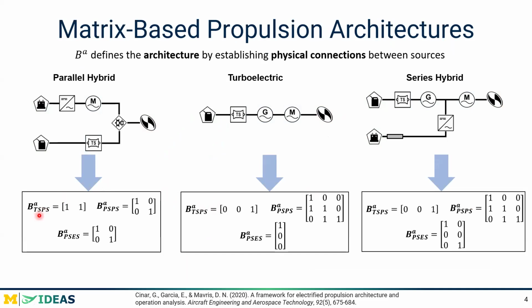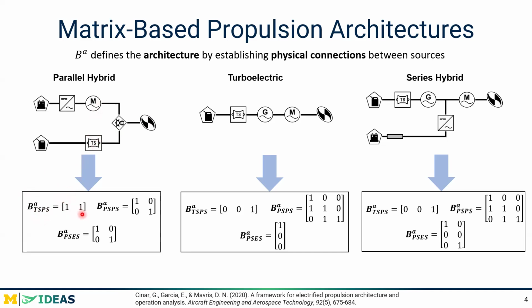So let's first look at the connections between the thrust sources and the power sources. In the parallel hybrid configuration, the propeller is connected to both the electric motor and the turboshaft engine, which is why we have a 1 in both entries. You'll also note that the TS-PS matrix is the number of thrust source rows by the number of power source columns. So since we have one propeller, we're going to have one row. And since we have two power sources, the electric motor and the turboshaft engine, we'll have two columns.